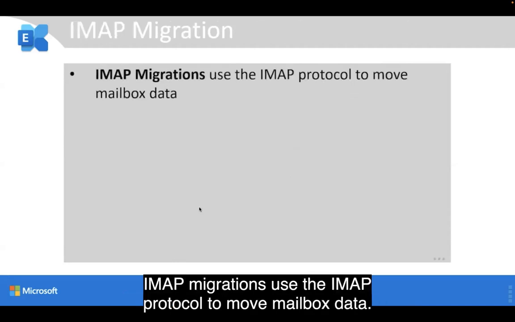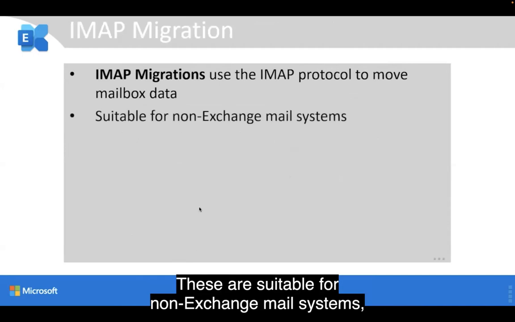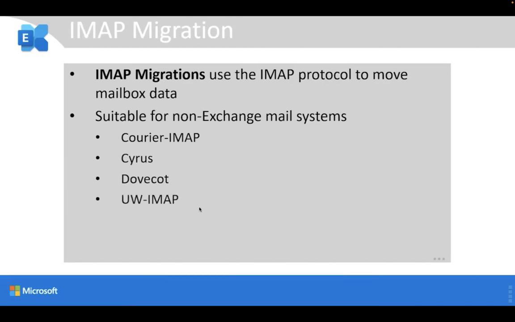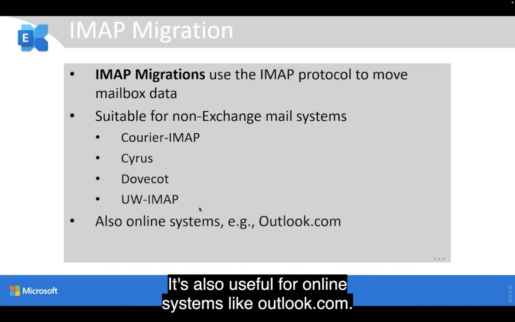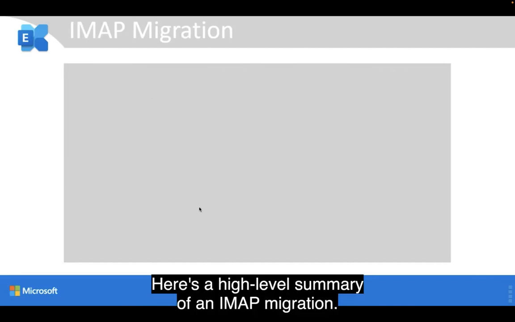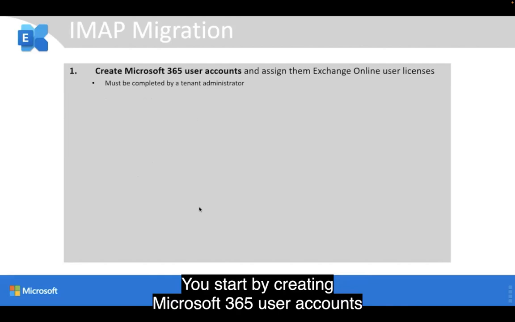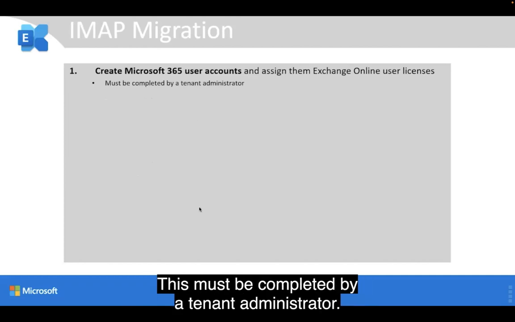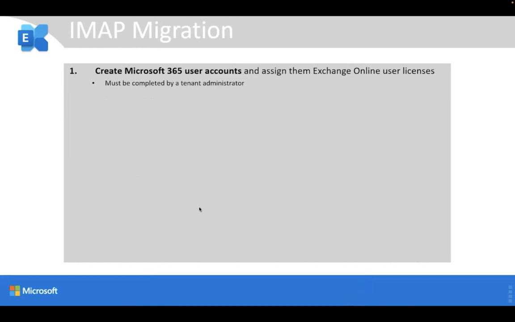IMAP migrations use the IMAP protocol to move mailbox data. These are suitable for non-Exchange mail systems such as Courier IMAP, Cyrus, Dovecot, and UW IMAP. It's also useful for online systems like Outlook.com. Here's a high-level summary of an IMAP migration. You start by creating Microsoft 365 user accounts and assigning them Exchange Online user licenses. This must be completed by a tenant administrator.